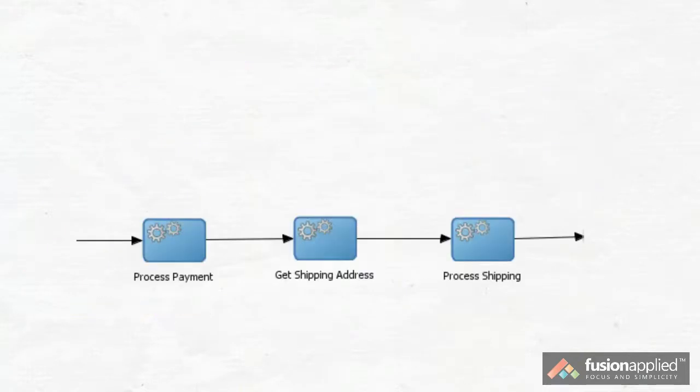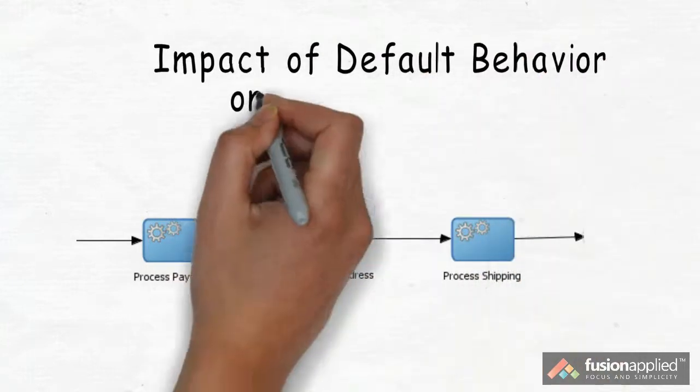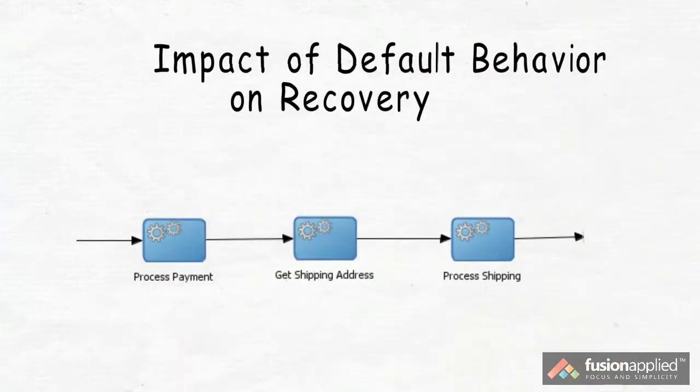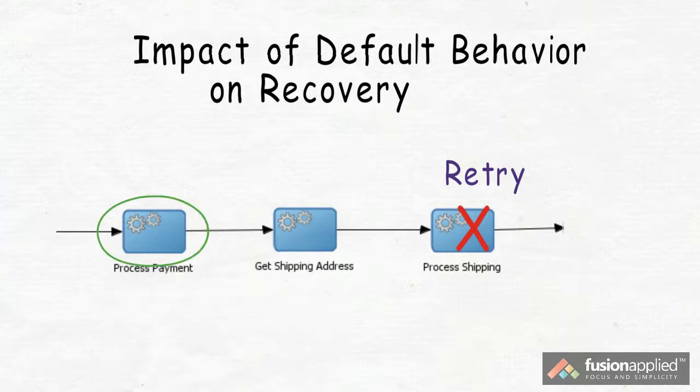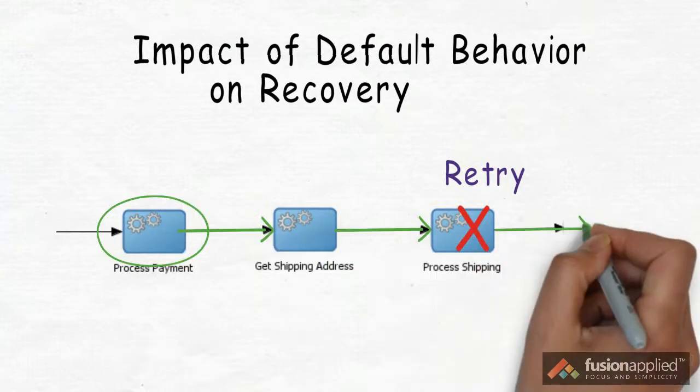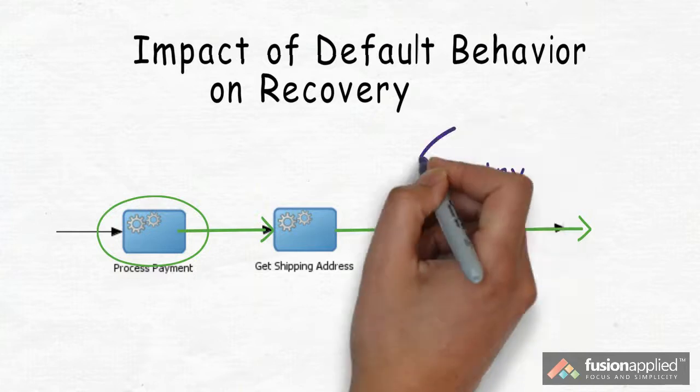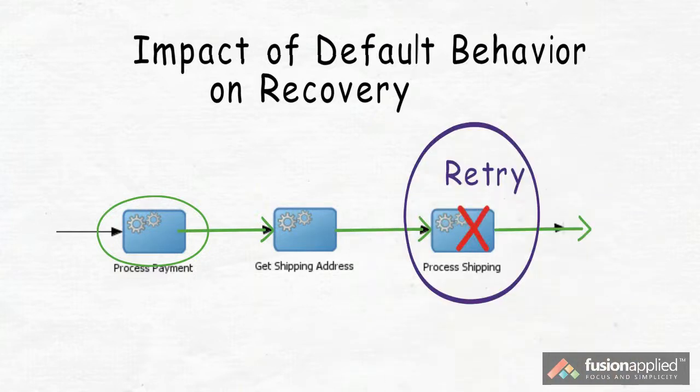So what is the impact of this default behavior on the recovery? In our example, when the shipping service errors out and you try to recover it, by default it will actually re-execute the process payment and the get shipping address activities before it re-executes the process shipping activity, instead of re-executing just the process shipping activity. This is because it never saved the state in the SOA infra database that the process payment and the get shipping address were already done.